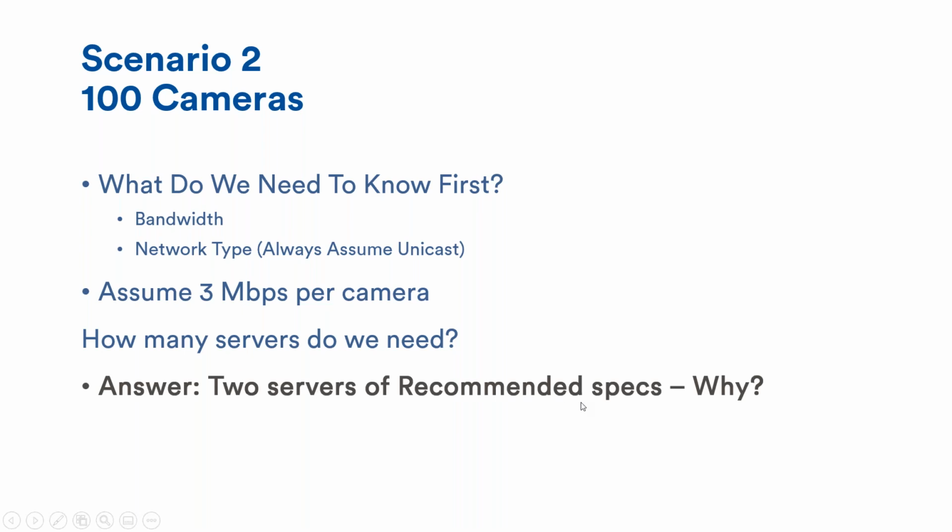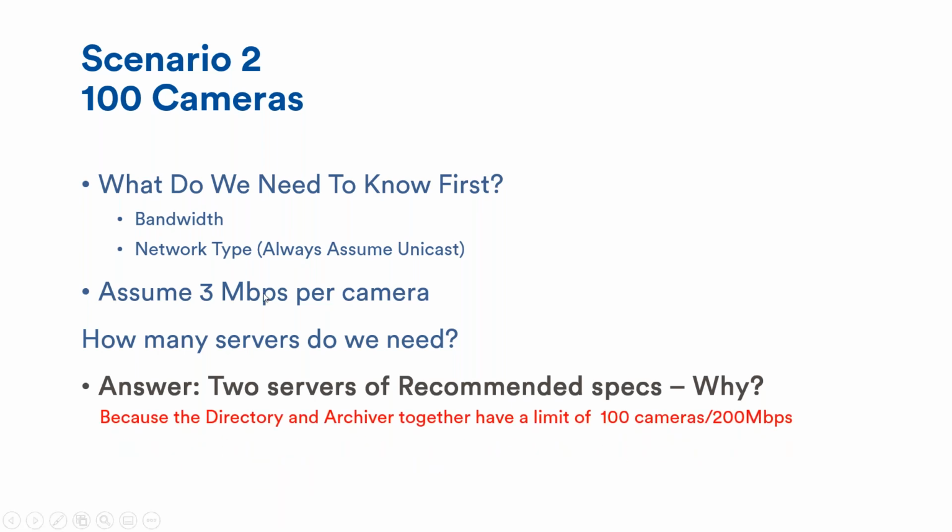2 servers of recommended specs. So if we have 100 cameras at 300 megabits per second, that's topping out that basic recommended specification, which is 300 megabits per second. So we would have a directory, media router, and archiver, and then a standalone archiver, and we'll split those cameras to support the 300 megabits per second throughput, because directory and archiver together have a limit of 100 cameras and 200 megabits per second.